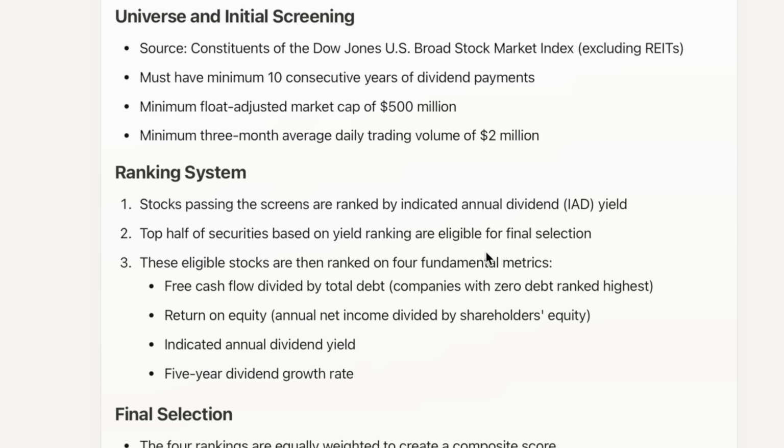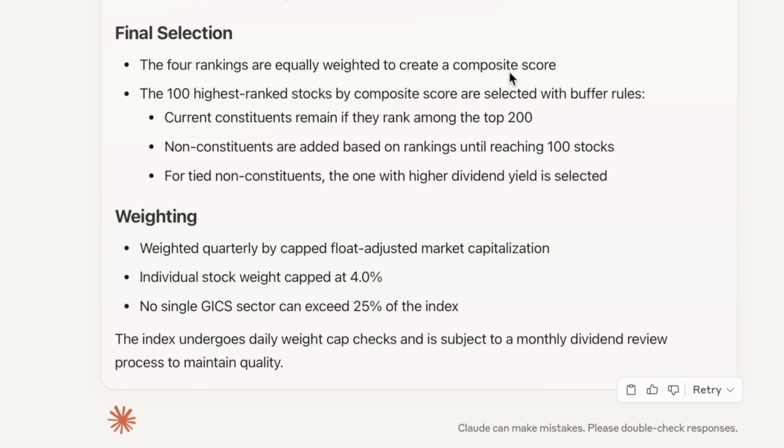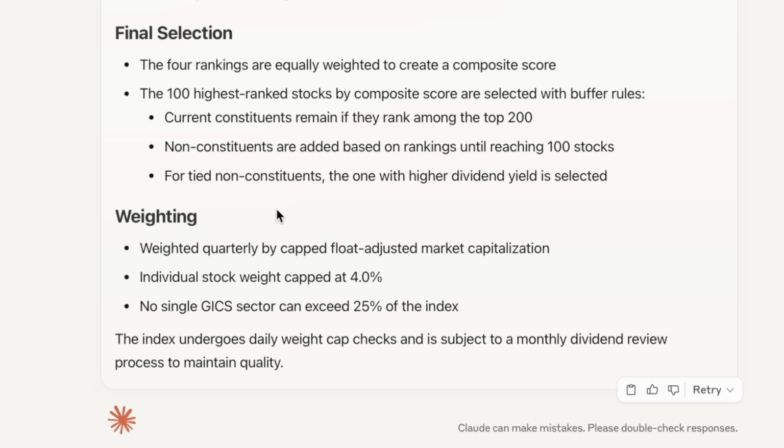Now, once they have the top half of securities based on dividend yield, they then rank them on 4 fundamental metrics: free cash flow divided by total debt, return on equity, indicated annual dividend yield, and 5-year dividend growth rate. And those 4 measures are equally weighted to create a composite score. And then the 100 highest ranked stocks by composite score are selected into the index, with a couple nuances in terms of if you're already in the index but you're in the top 200, then you remain, and those type of things. And then they're weighted every quarter based on their market cap, and there's some weighting caps and all this other stuff.